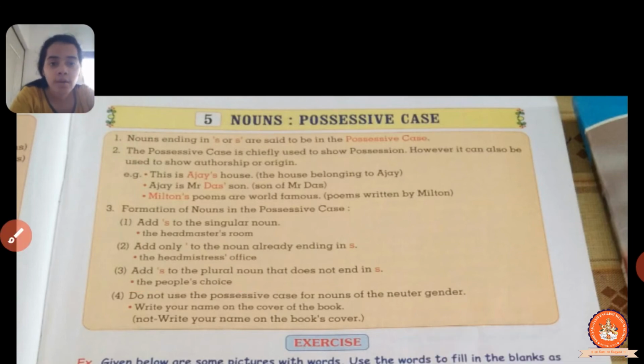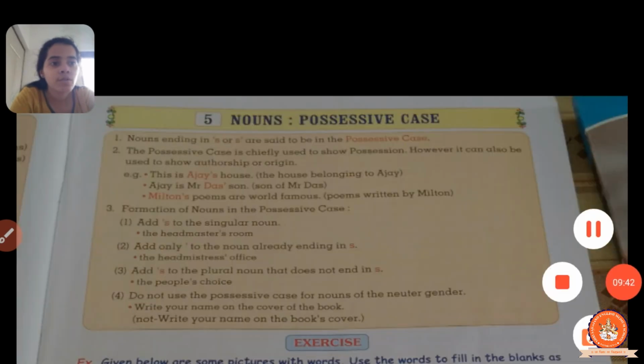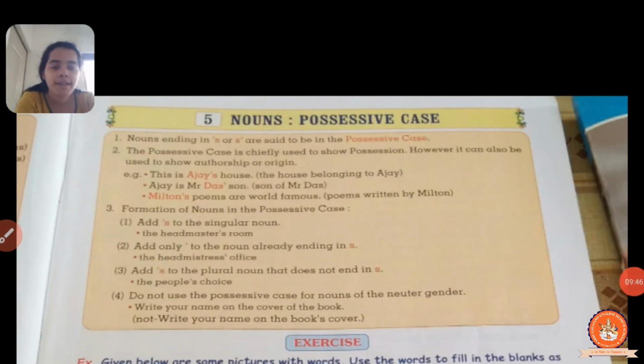So the third one is shown in this way, and the last one: do not use the possessive case for nouns of the neuter gender. We will not use any possessive sign for nouns of neuter gender, meaning nouns that are inanimate, which cannot be masculine or feminine. For such nouns we will not use the possessive case. See the example given over here: write your name on the cover of the book. Let's see the note given over here: write your name on the book's cover.